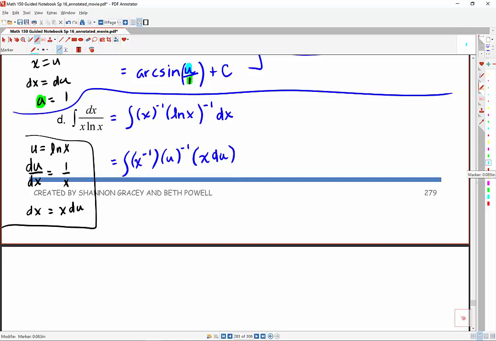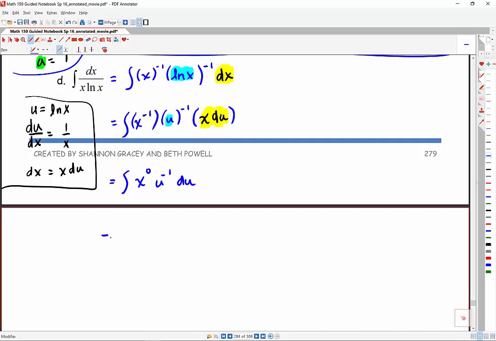So here was our u, and dx is x du. And then, keeping our fingers crossed, what happens when you multiply x to the negative 1 to x? What are you going to get? Good, you'll get the integral of x to the 0 times u to the negative 1 du. And what is x to the 0? 1.